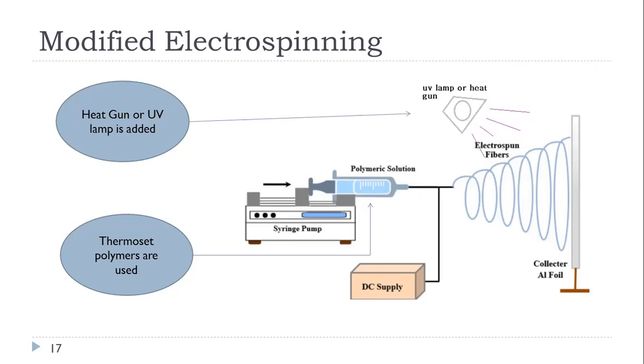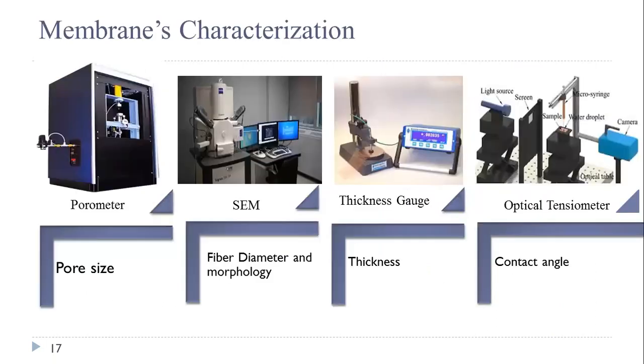So what I'm proposing is, when the fibers are being produced, we put heat or UV on it so that it cures in the way and could be collected, then producing a nanofibrous thermoset membrane, which I don't think has been done before.